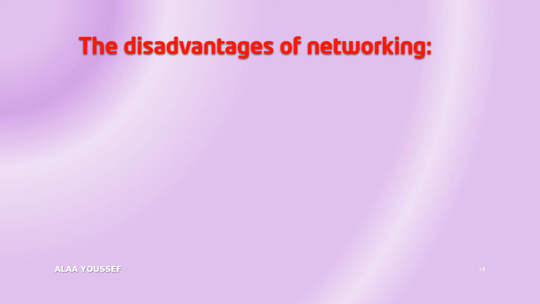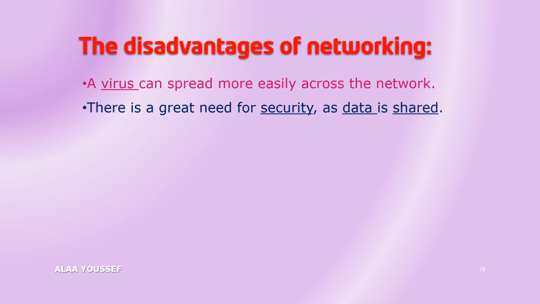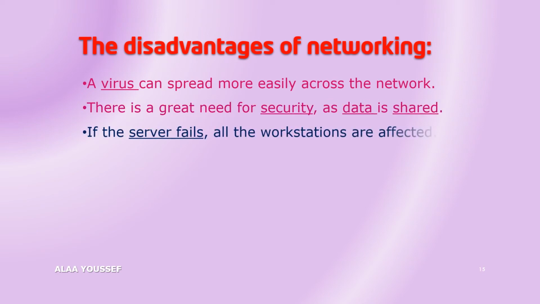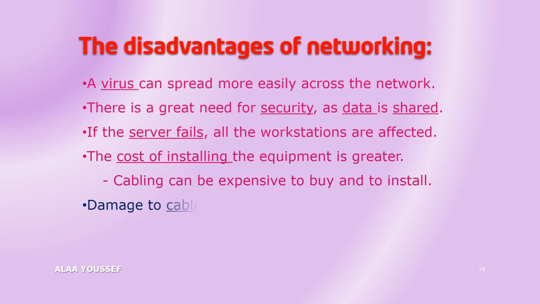Examples of disadvantages of networking. A virus can spread more easily across the network. There is a great need for security as data is shared. If the file server fails, all the workstations are affected. The cost of installing the equipment is greater. Cabling can be expensive to buy and to install. Damage to cables can isolate computers.